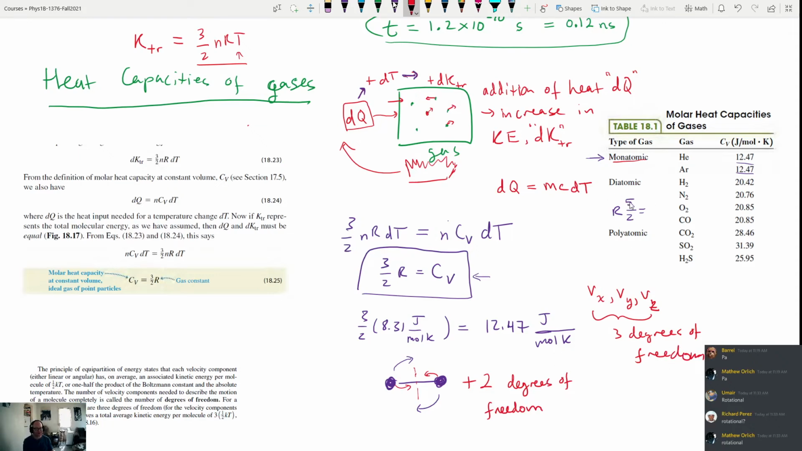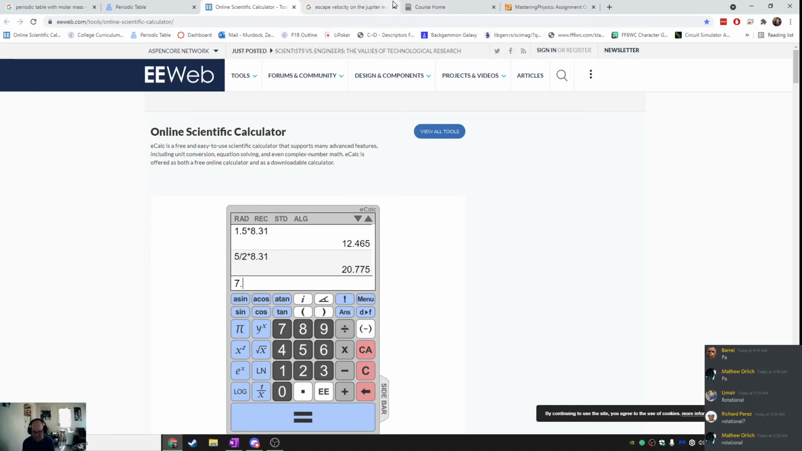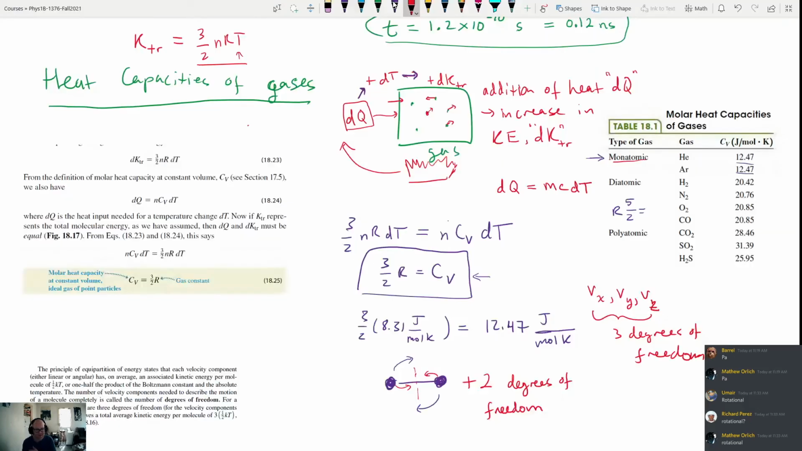So that's why these have 5 halves. And then the polyatomic ones, I think the idea is they can vibrate as well, giving additional degrees of freedom. And I think these ones might be closer to 7 halves R. Let me check that. What is 7 halves R? 7 divided by 2 times 8.31 is 29. That only really applies to these two.